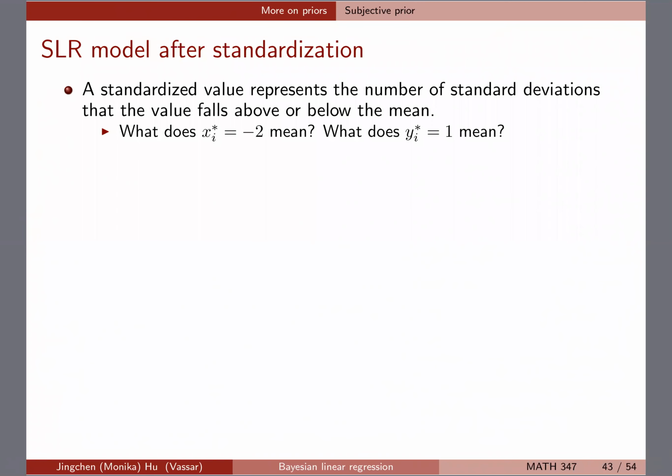Well, xi itself is the log total income, and yi itself is the log expenditure, but now we standardize them. So what do they mean? What does it mean when you have xi star, which is the standardized log income, to be -2 in the context? Okay, let me ask the question before that. What does xi star equal to 0 mean? I see you nodding. So, Patrick?